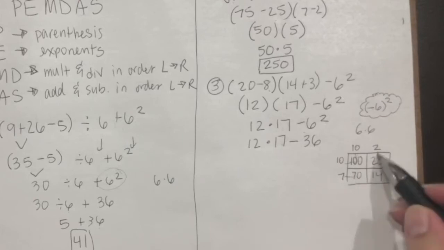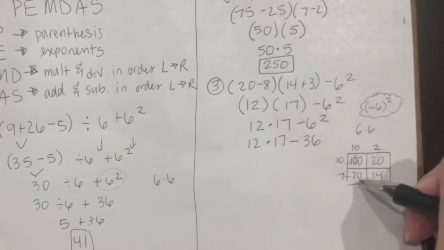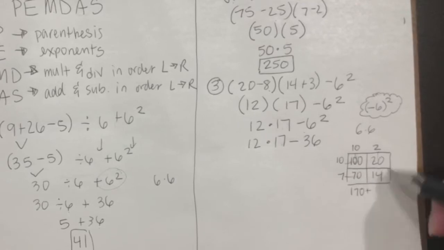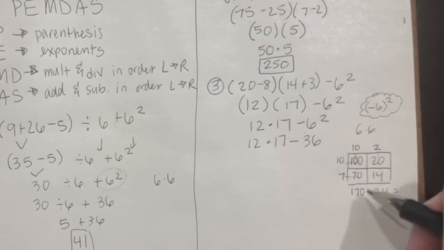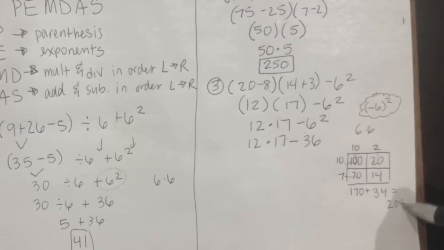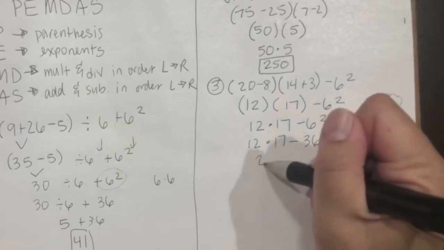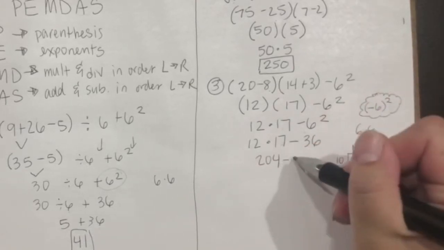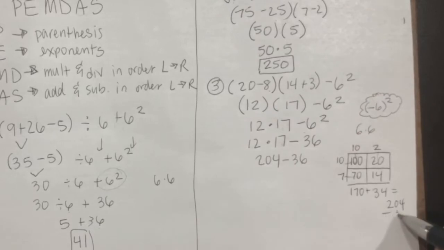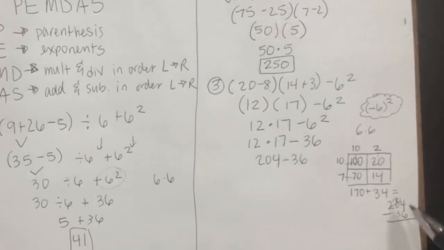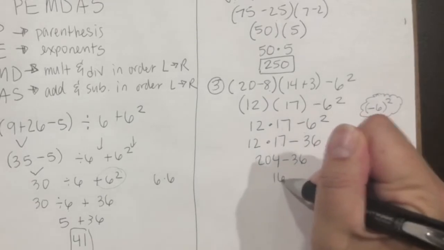So I'm going to add these going down first. 100 plus 70 is 170. 20 plus 14 equals 204. So 12 times 17 is 204, and then bring down that negative 36, minus 36. So 14 minus 6 is 8, 19 minus 3 is 16. So 168.